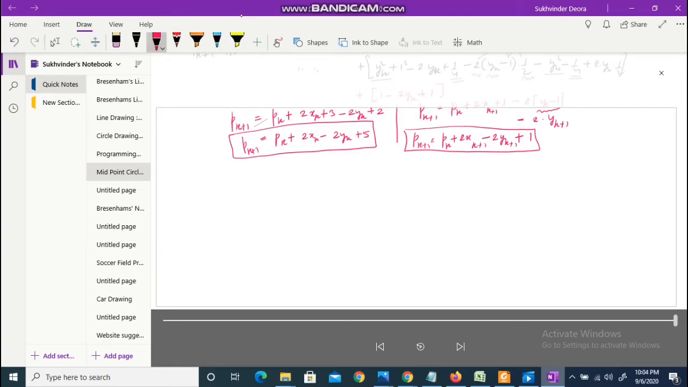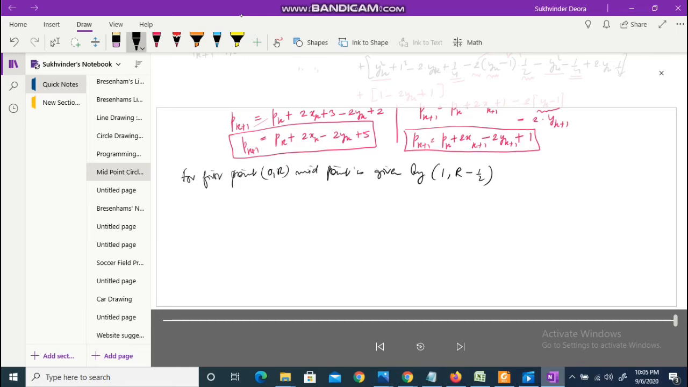So let us now write down the first value of p, that is p naught. The first pixel which you need to plot for the given circle of radius r is 0 comma r. Now here r should be a smaller r. So the midpoint to the first point will be 1 comma r minus 1 by 2.